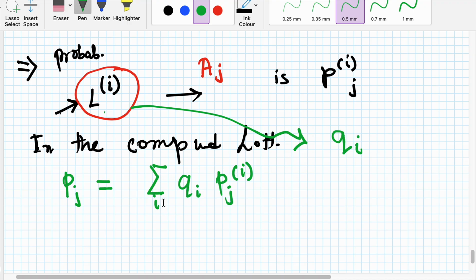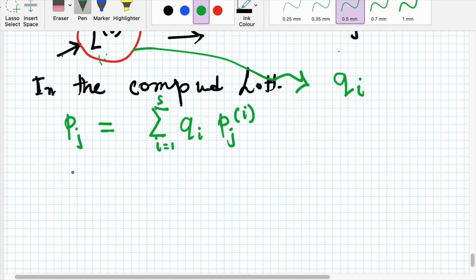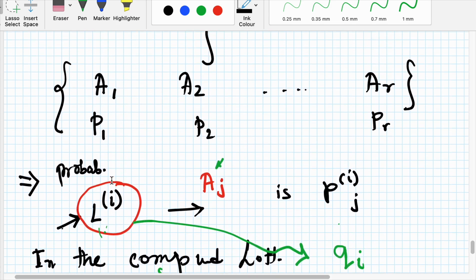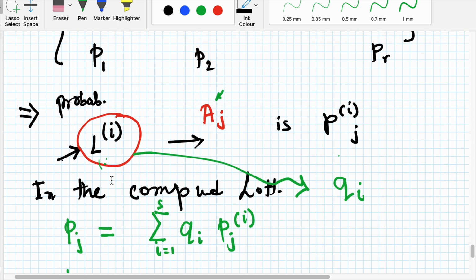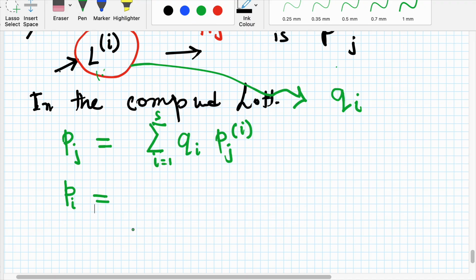This I equal to 1 to S, because there are H such lotteries, and in every S lotteries that AJ will appear with some probability. So that means if I follow the probability calculus, I will generalize the compound lotteries into simple lotteries, where in my compound lottery the outcome will be with probability PI. I will get the outcome AI.